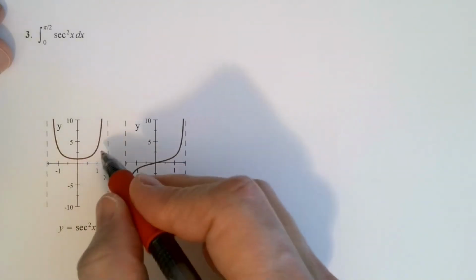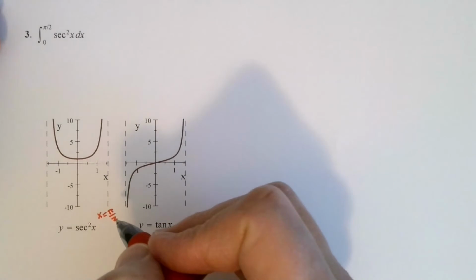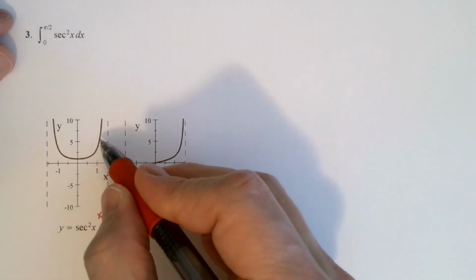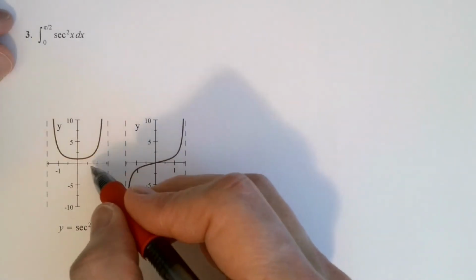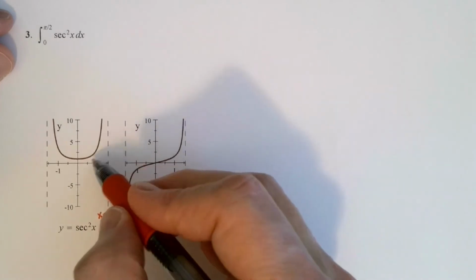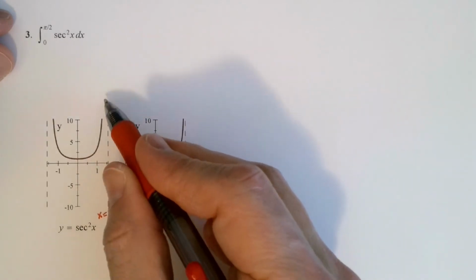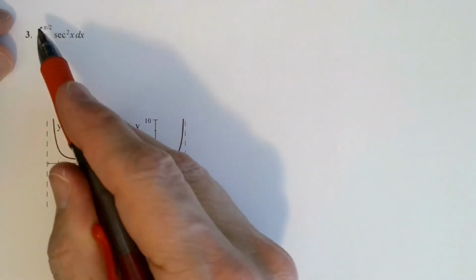Remember, secant's 1 over cosine. Cosine of pi over 2 is 0, and so as x gets closer and closer to pi over 2 from the side, this value of the secant function is blowing up. And so our problem is that upper limit, right? We have a vertical asymptote at the upper limit.